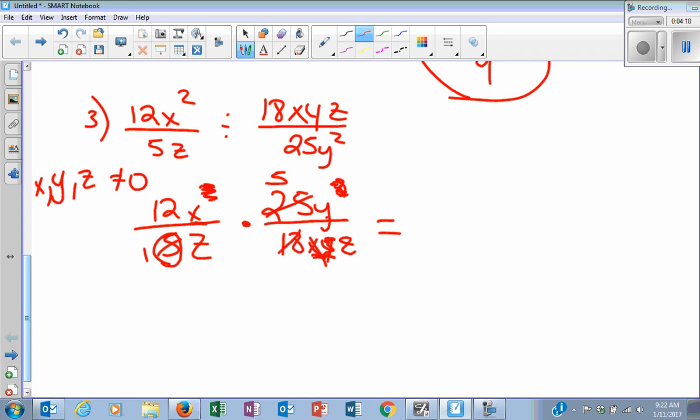This 18 and this 12 have something in common. What goes into both of them is 6, and you get 2, and you get 3. And then when I multiply across, you should get the answer. 2 times 5 is 10. x times y is xy over 3 times z is 3z squared.